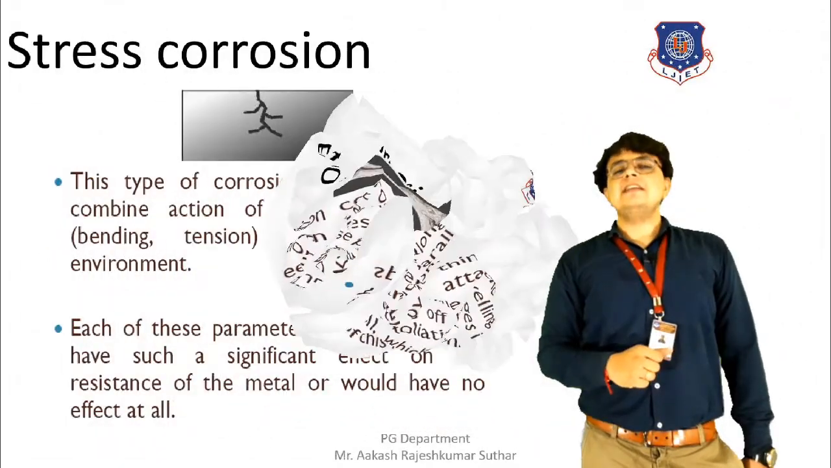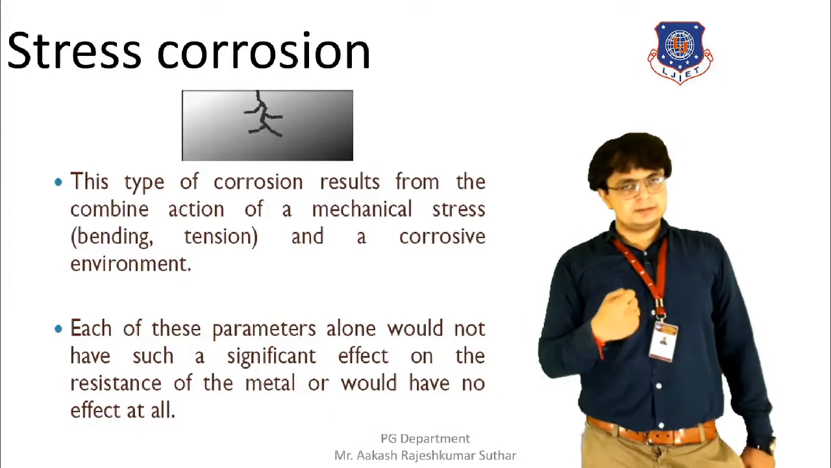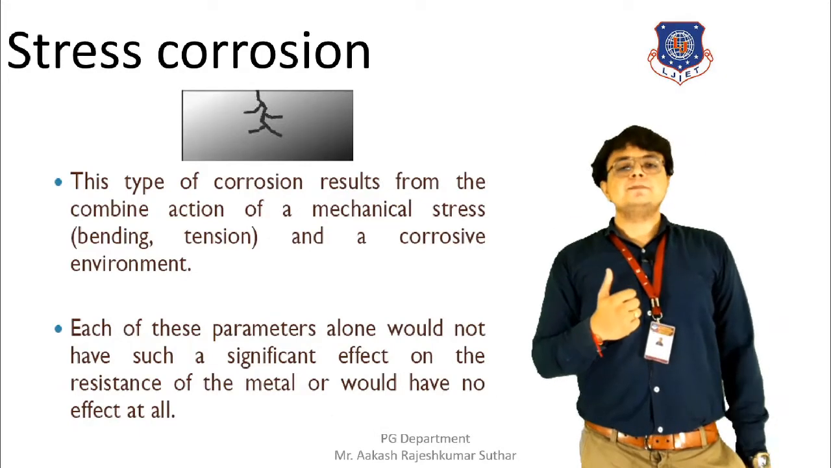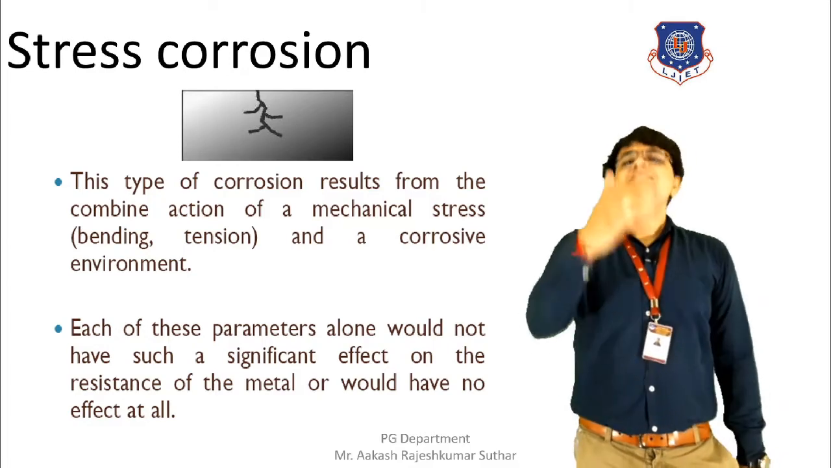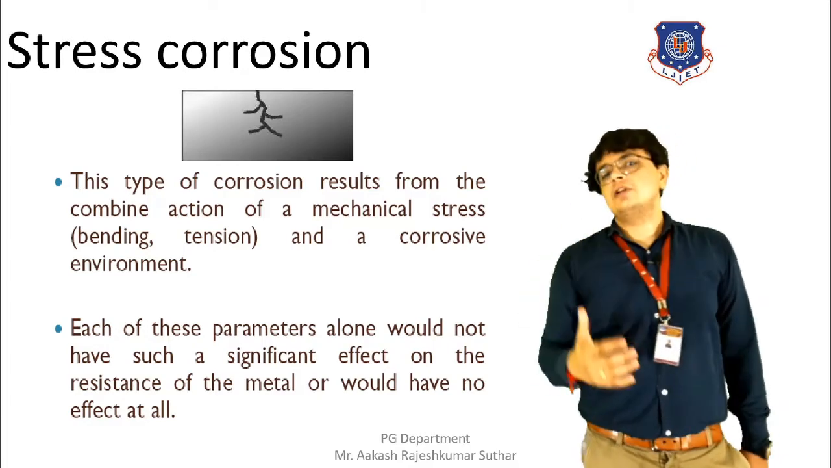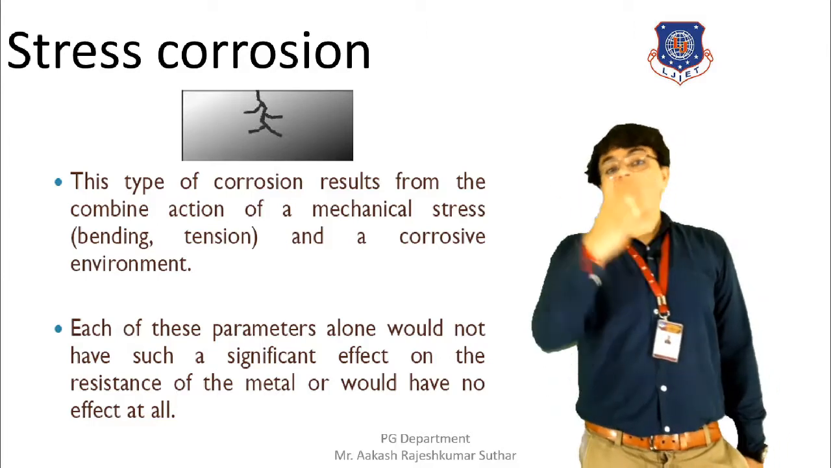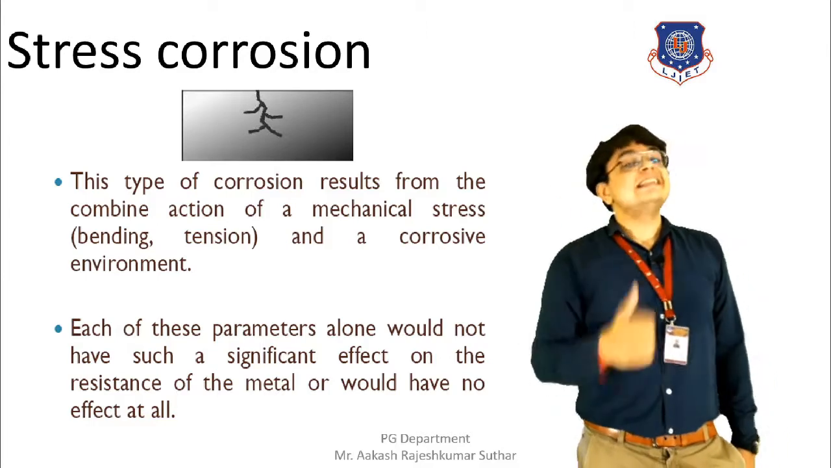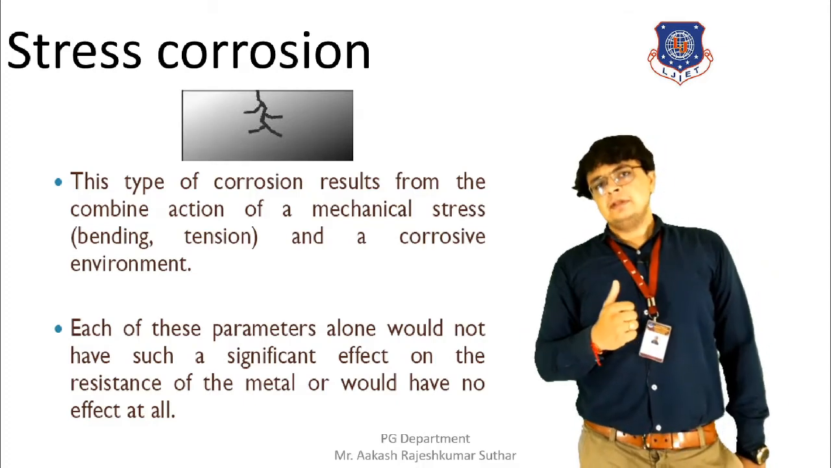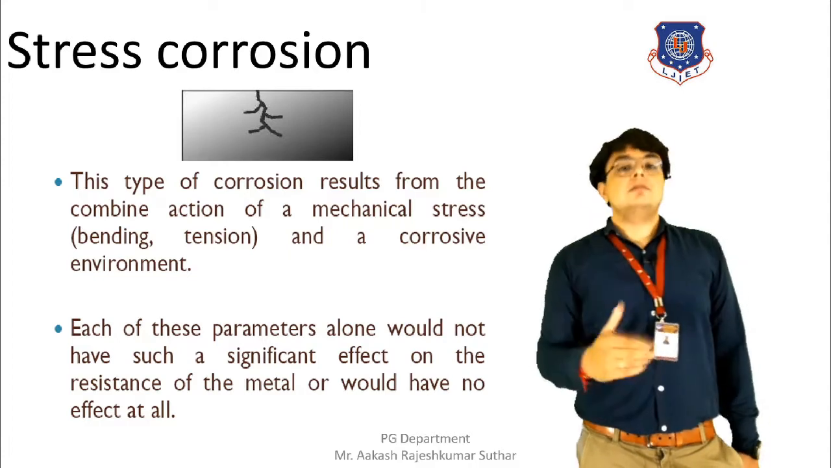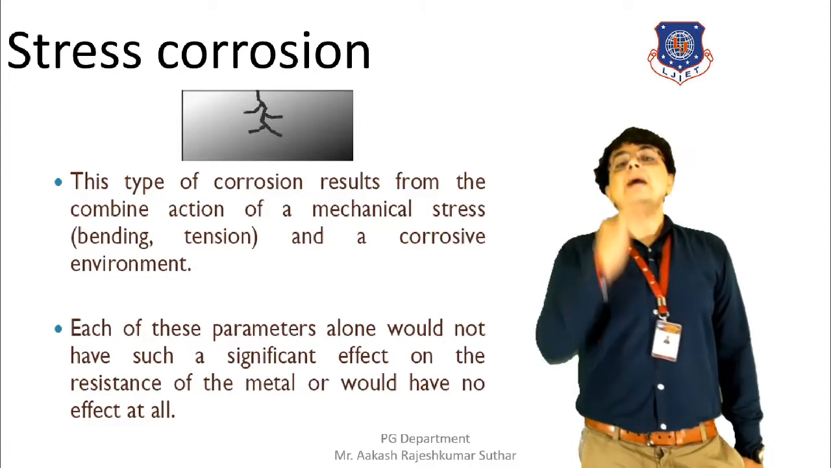Moving towards the next type of corrosion, that is the stress corrosion. The name only suggests that the stress is occurring. Because of the stress that is found in the metals or the object where the stress is being found, the corrosion used to take place. Corrosion is mainly taking place because of the stress that is being found.